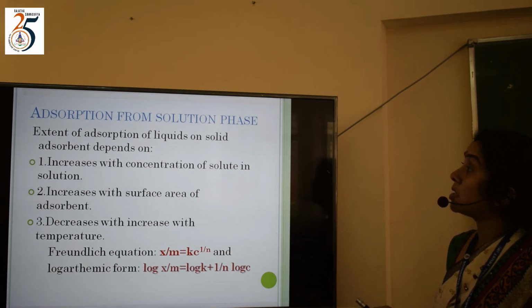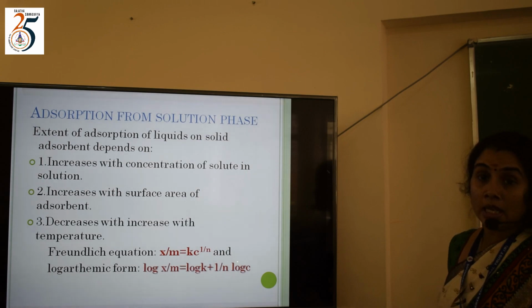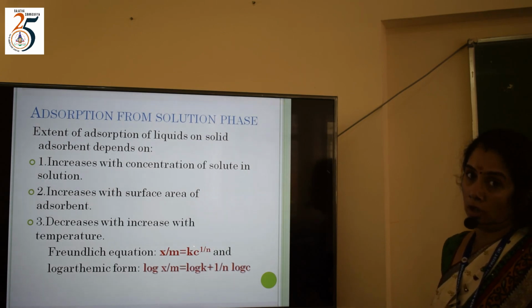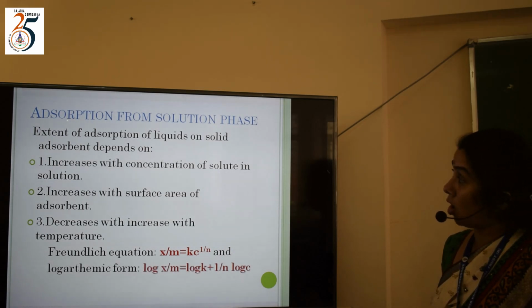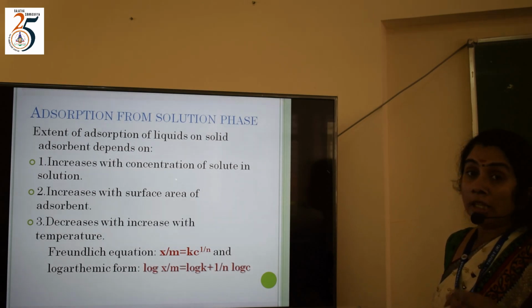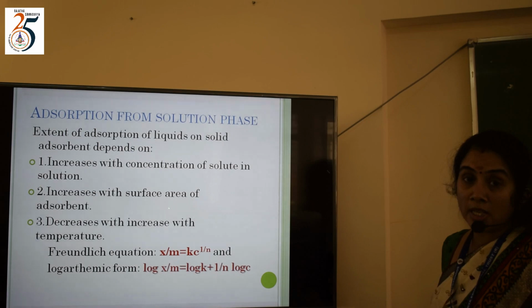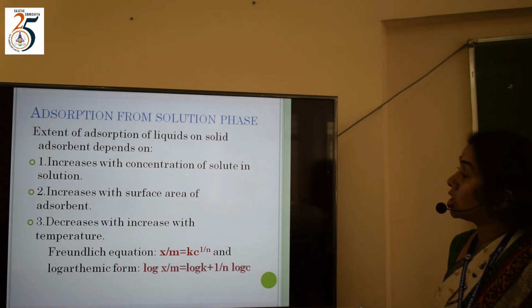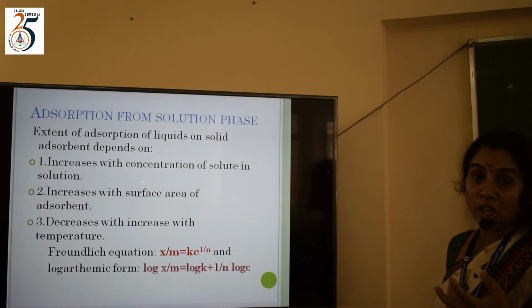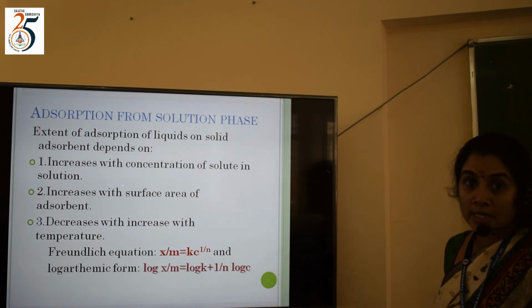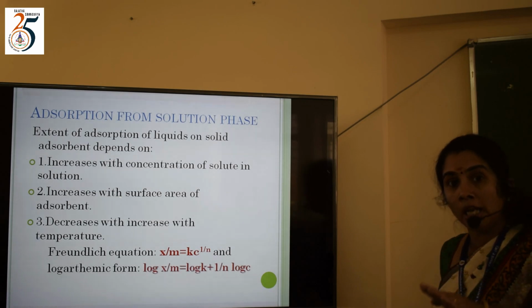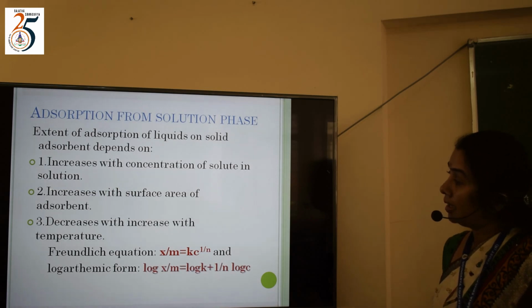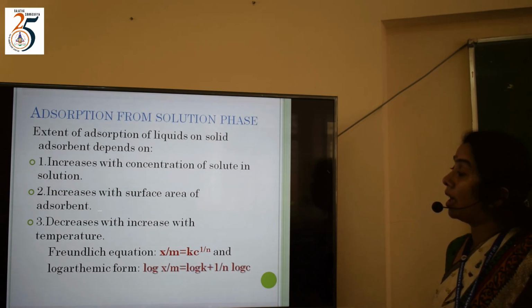Now, adsorption from solution phase. Previously we discussed adsorption of a gas on a solid. Now we are going to express the Freundlich adsorption isotherm in the case of solution phase. So here the adsorbent is solid, the adsorbate is liquid. The extent of adsorption of a liquid on a solid increases with the concentration of solute in the solution. So if the concentration of solute increases, obviously adsorption of that solute on the adsorbent increases. Next, it increases with the surface area of the adsorbent.